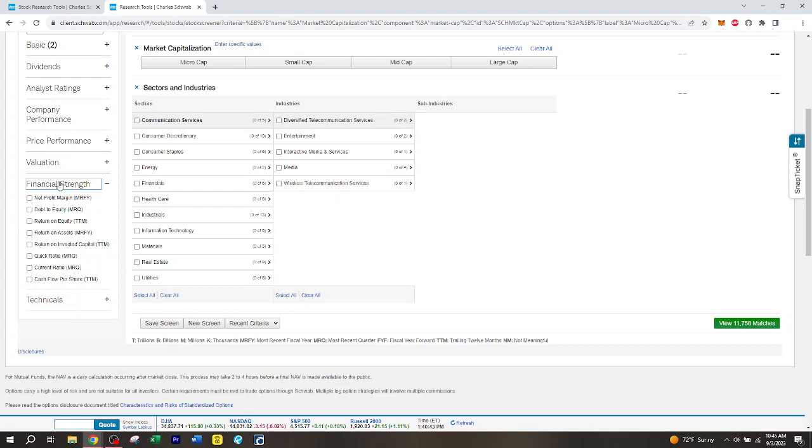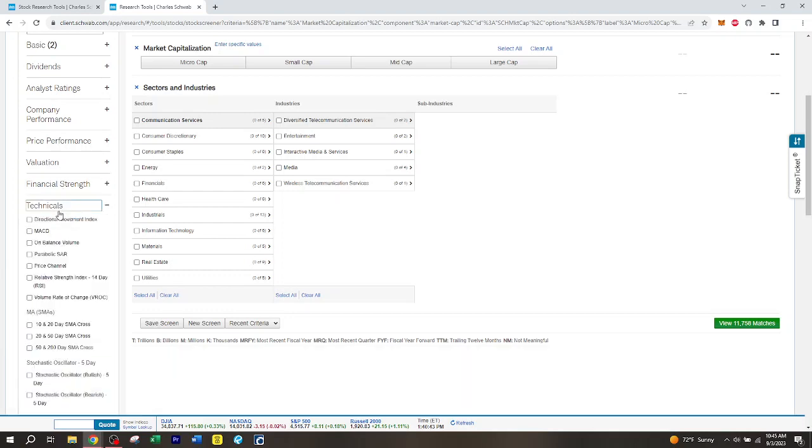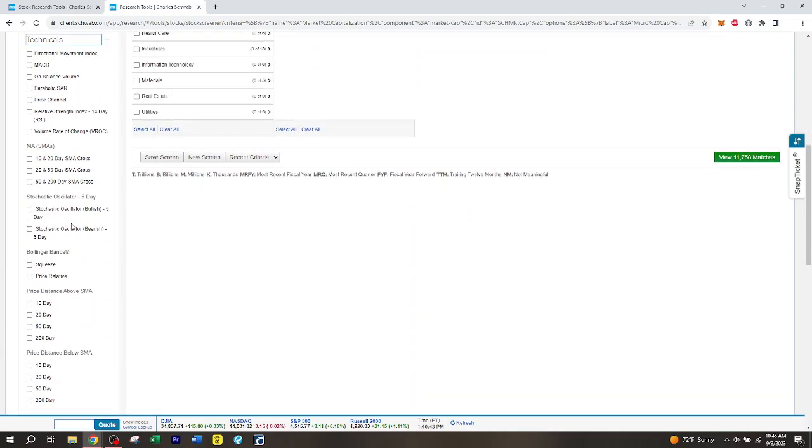Financial strength, this could be a good one if you're, again, looking at those dividends. The ones I like to look at are debt to equity and return on equity. Some of these other ones may be useful, but not something I really use. And then technicals.